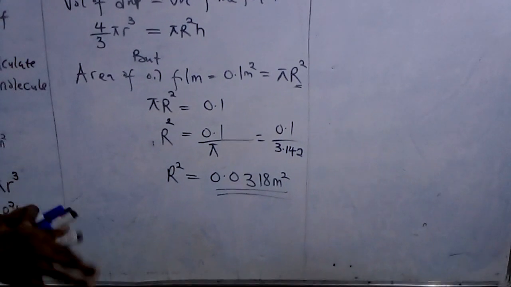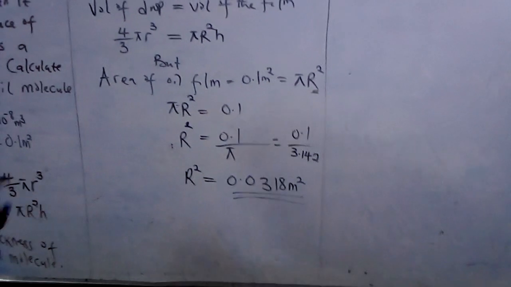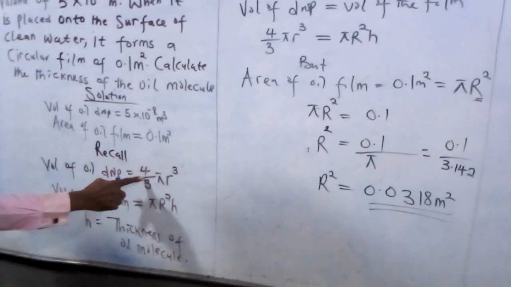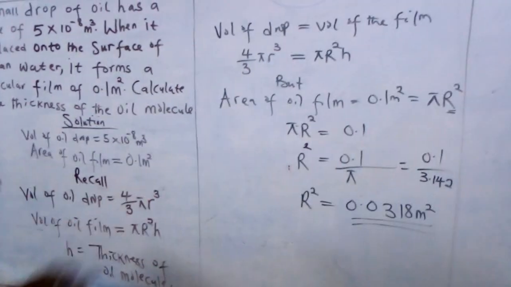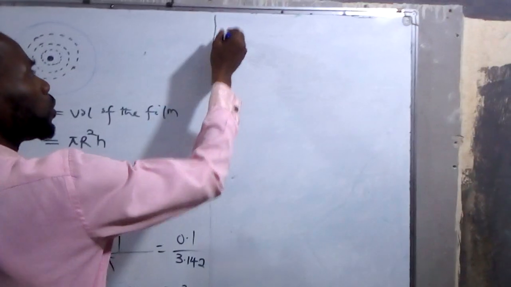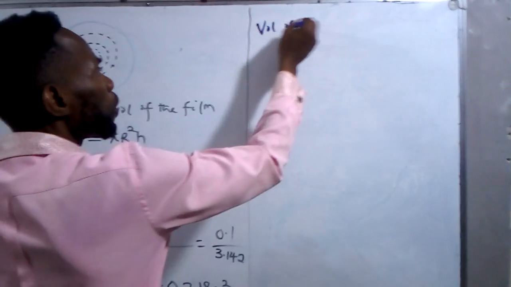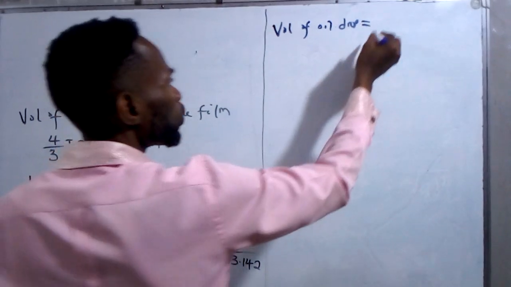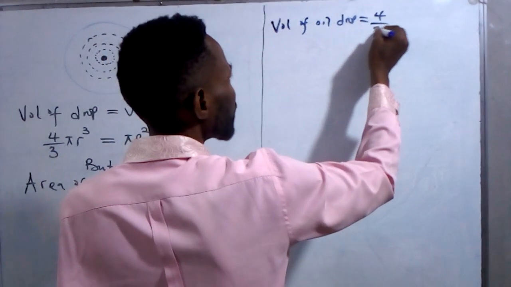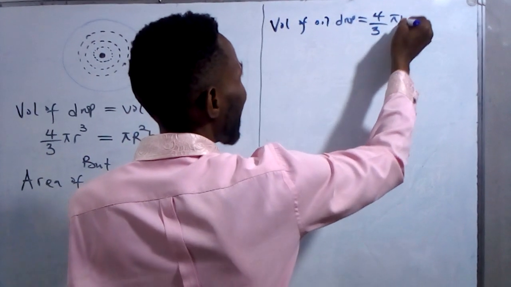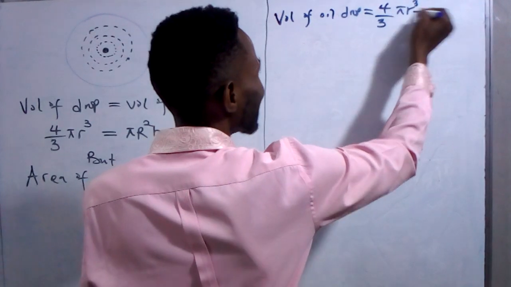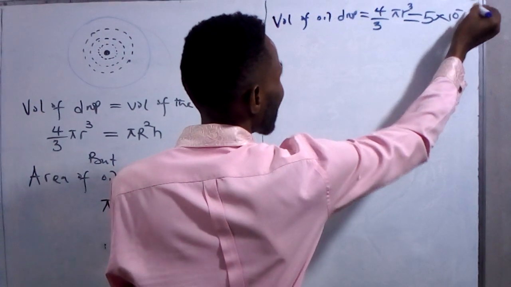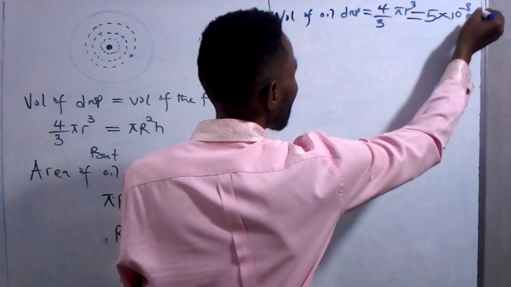Also, we have that the volume, let's come back to the parameters given here. Volume of oil drop is equal to 4 over 3 pi r cubed. So now we'll come back to the volume. Volume of oil drop is equal to 4 over 3 pi r cubed, and they said it is equal to 5 times 10 raised to power minus 8 meter cubed.